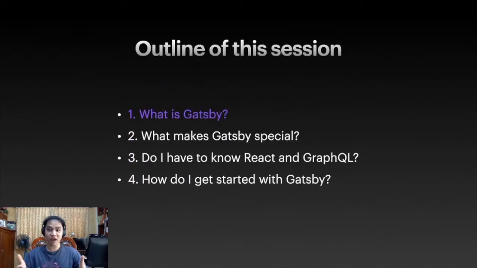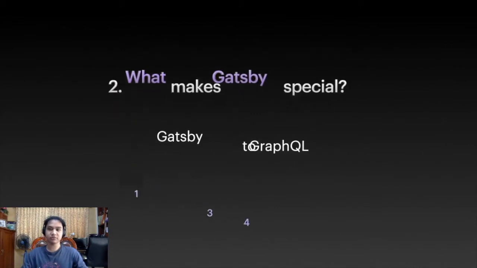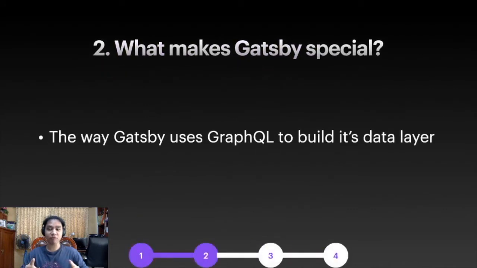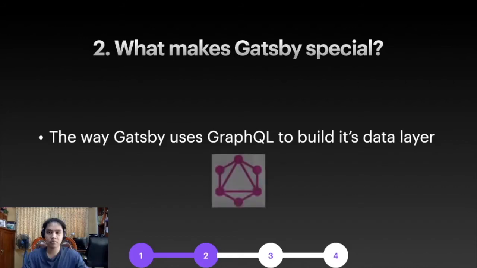We already know what Gatsby is. So then we're going to know what makes Gatsby special. The first thing that makes Gatsby special is the way Gatsby uses GraphQL to build its data layer. So what do I mean?